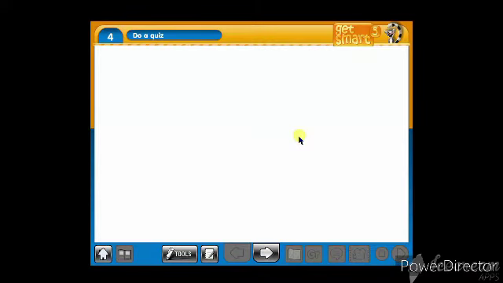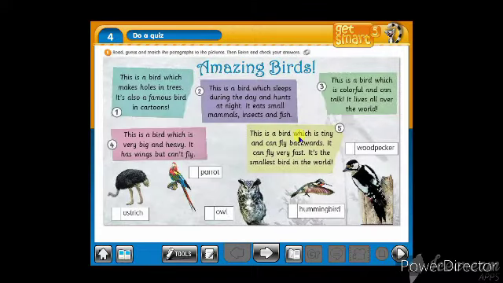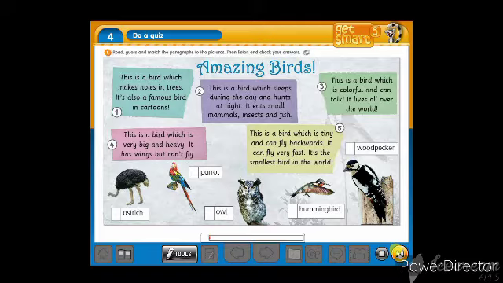Let's start with our quiz. Activity 1. Read, guess, and match the paragraphs to the pictures. Then listen and check your answers.